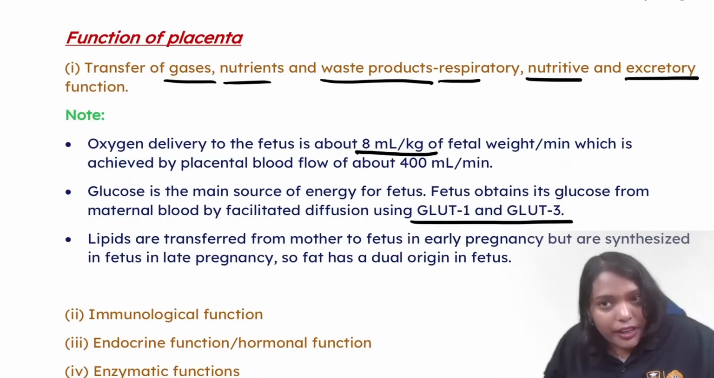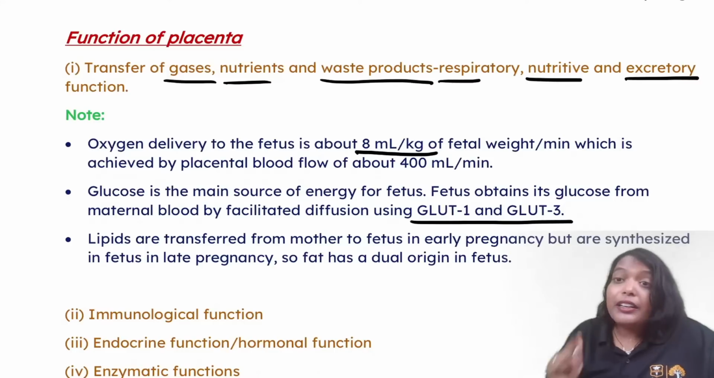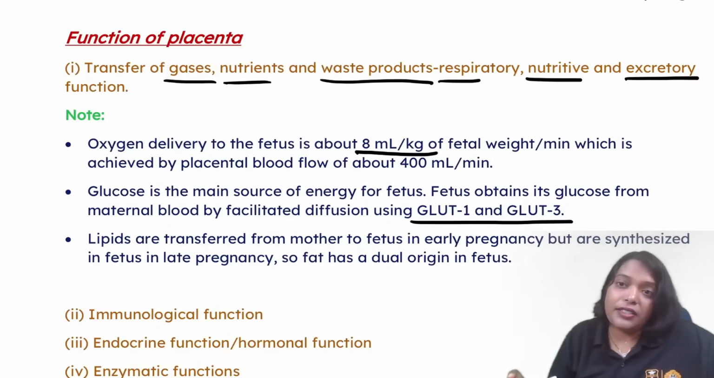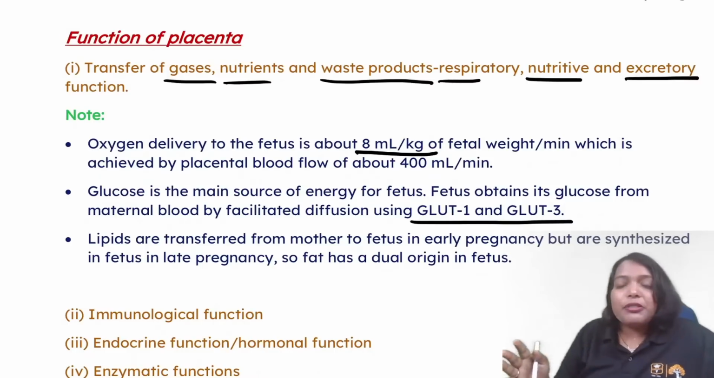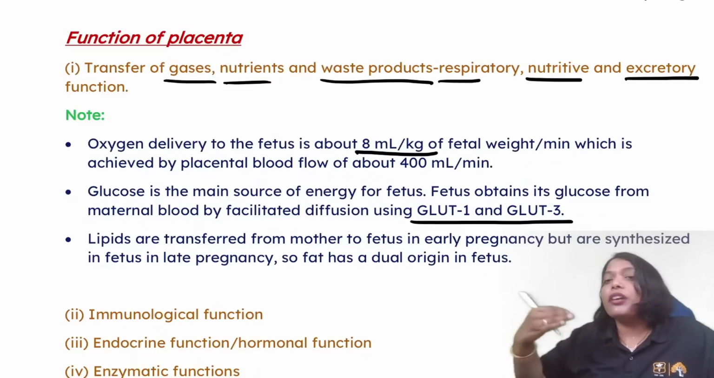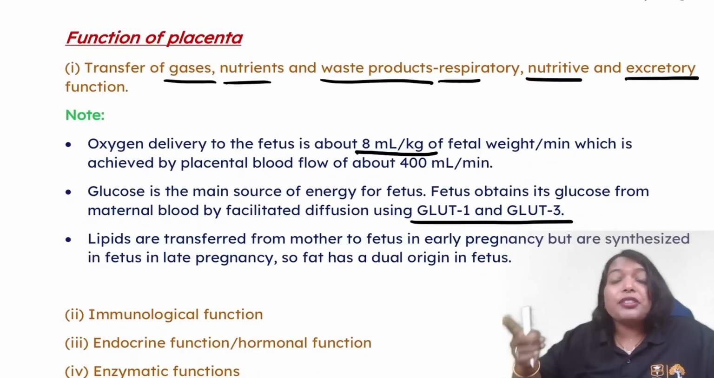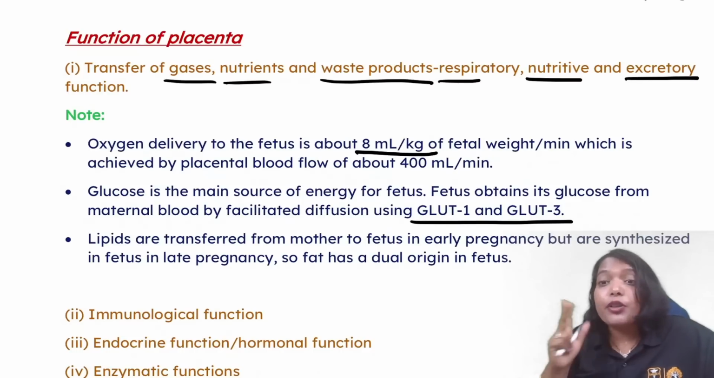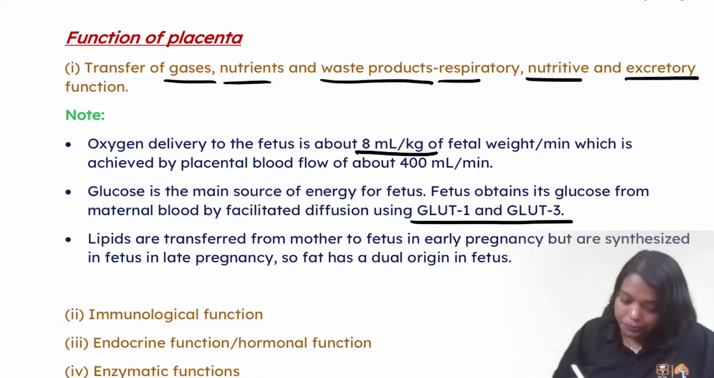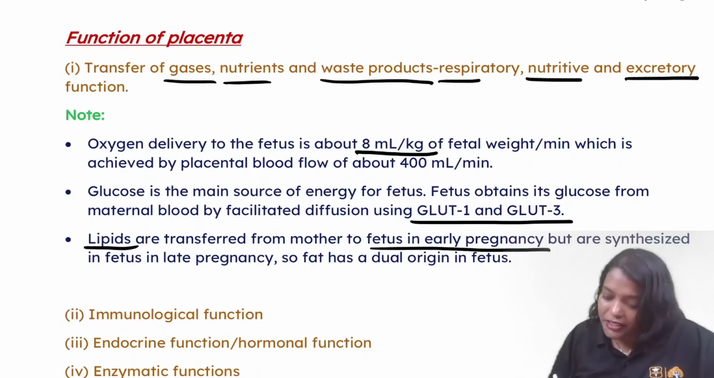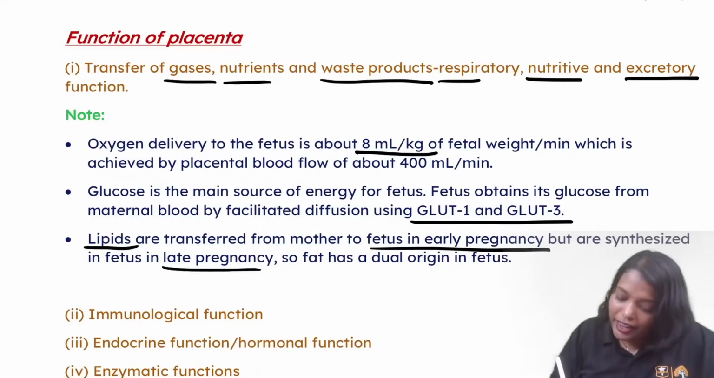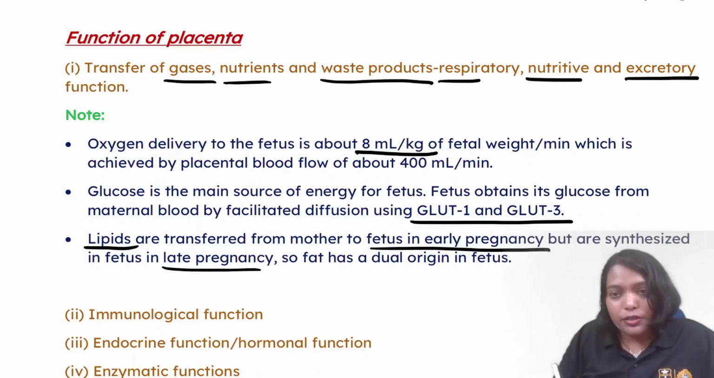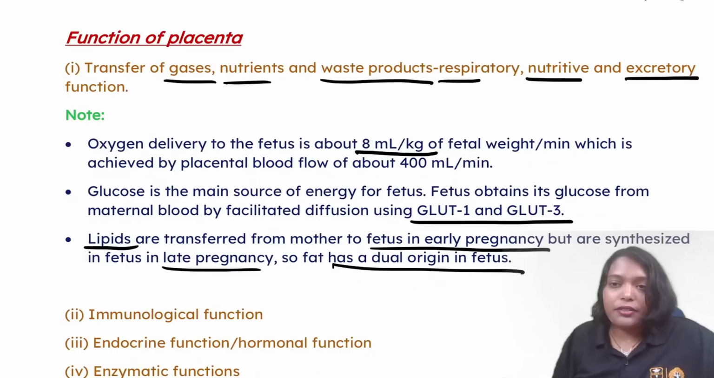Amino acids are also transferred from the mother to the fetus. Lipids have dual origin, guys. In the first and second trimester, lipids are transferred from the mother only to the fetus. But in the third trimester, the baby can also produce its own fatty acids. So lipids have dual origin. In early pregnancy, lipids are transferred to the fetus, but in late pregnancy, fat is synthesized by the baby also. So it has a dual origin.